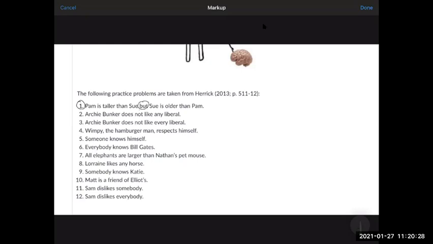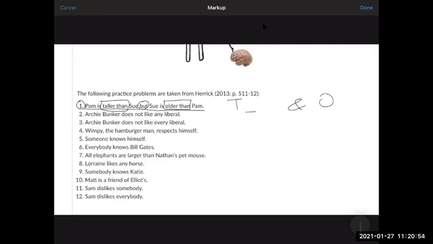So we first notice that the main logical operator of this sentence is ultimately going to be an ampersand, right? It is a conjunction. We're saying two things. We're saying, first of all, that Pam is taller than Sue. Second of all, Sue is older than Pam. Okay, so the predicates appear to be taller than and older than. Okay, so how about T for taller than and O for older than?